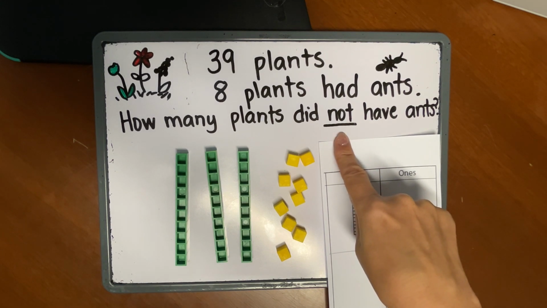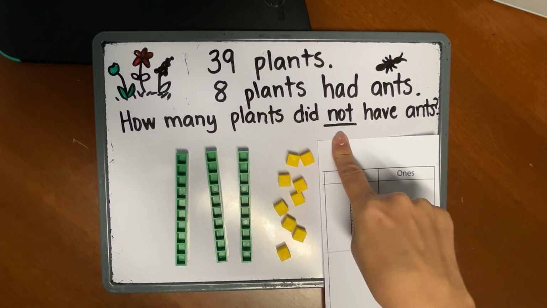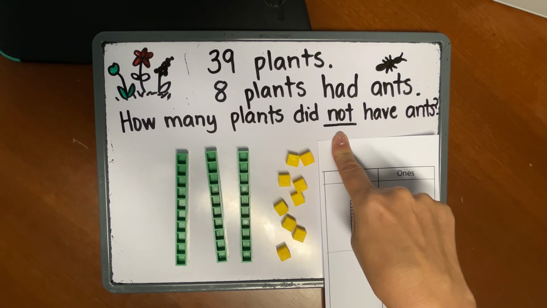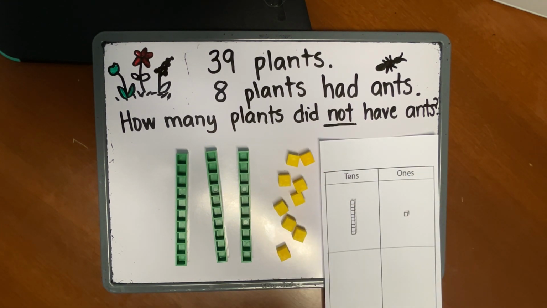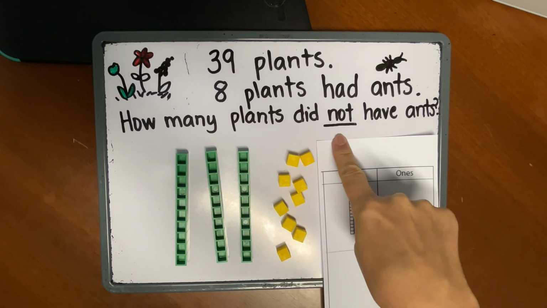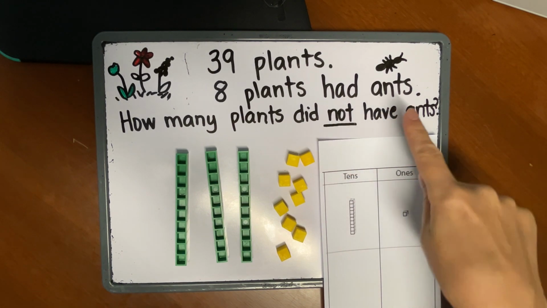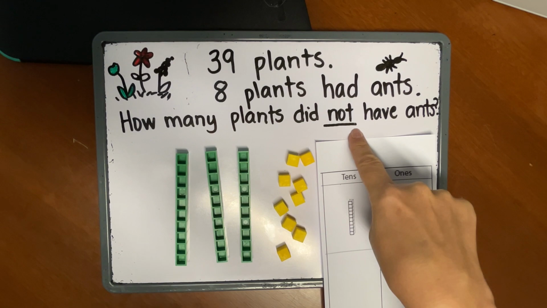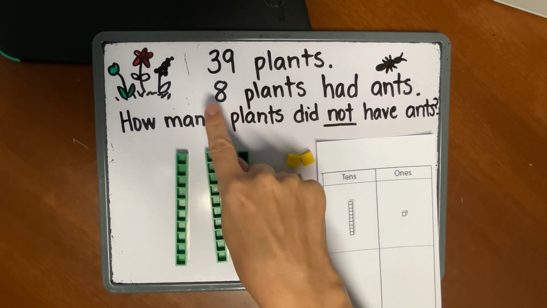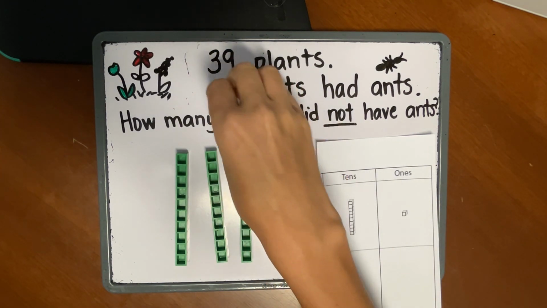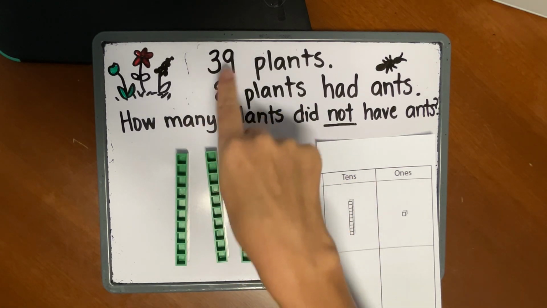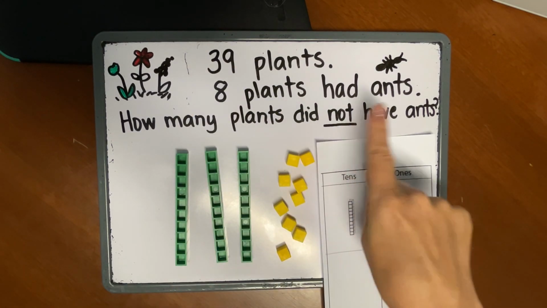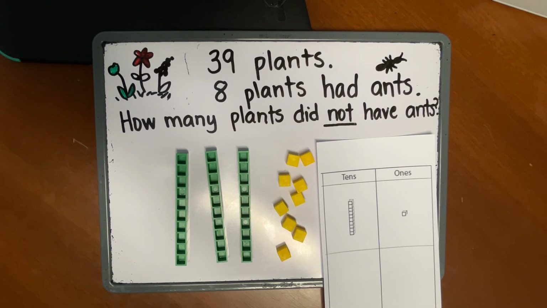What does "not" mean in this math problem? Pause the video and talk about it. You may have said "not" means the ones that have no ants. The word "no" is in "not." It means that 8 of those 39 had some ants, but the rest did not. So the "not" is the rest of the plants.